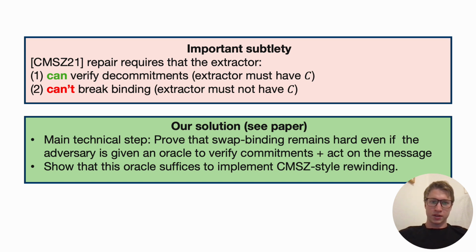So we do this by proving that swap binding remains hard, that a commitment scheme remains secure, even if the adversary is given an oracle that allows them to both verify commitments and act on the underlying message. So we call this seemingly stronger notion of security oracle swap binding, and show that it generically follows from swap binding. And then, once we have this, it only remains to show that CMSC style rewinding can be implemented using such an oracle, and we're able to do this as well.